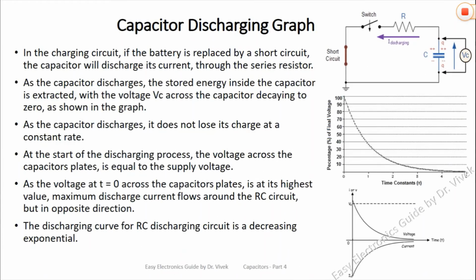In the charging circuit, if the battery is replaced by a short circuit, the capacitor will discharge its current through the series resistor. As the capacitor discharges, the stored energy inside the capacitor is extracted, with the voltage across the capacitor decaying to 0. At t equals 0, the voltage across the capacitor plates is at its highest value, so maximum discharge current flows around the RC circuit at this point, but in the opposite direction.